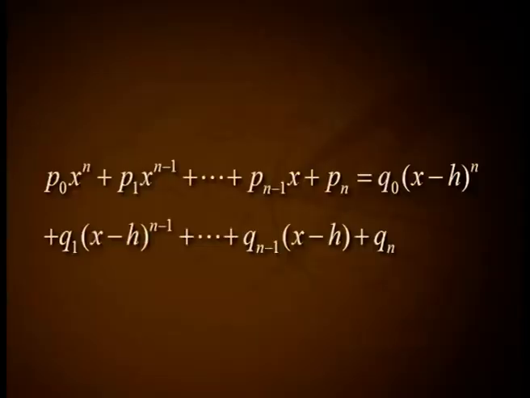p0 x^n + p1 x^(n-1) + etcetera + p(n-1) x + pn = q0 (x - h)^n + q1 (x - h)^(n-1) + etcetera + q(n-1) (x - h) + qn.